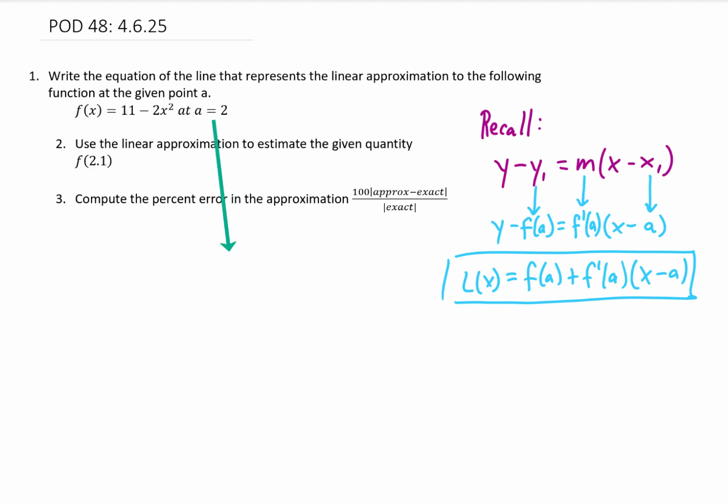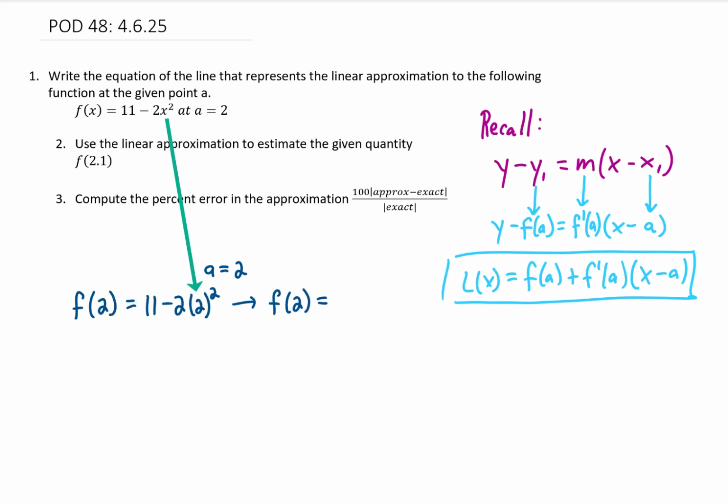In our problem, we're given an a value of 2. Then to find this linearization, we're going to need to find f of 2, that's f of a. And that just means replacing this x with a 2. I'm getting 11 minus 8, which is 3. So we found that f of 2 is 3.